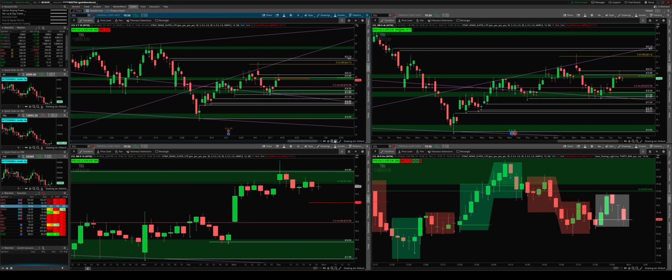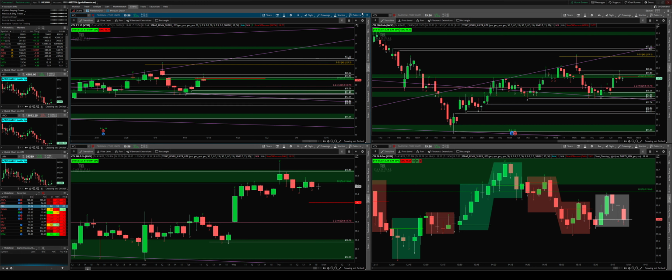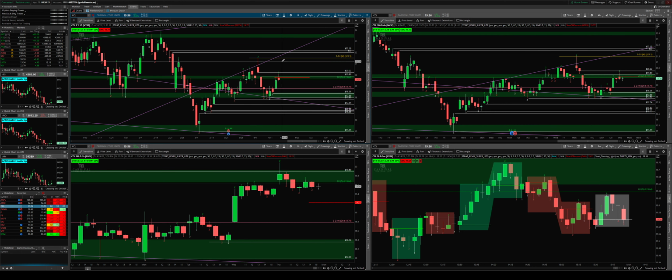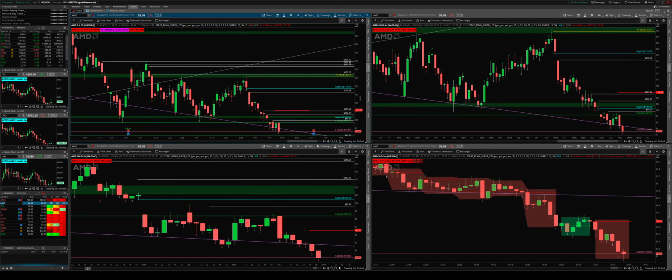So keep those things in mind, and it's always good to draw your broadening formations. Again, whether something passes through them or not, it happens. Price is always expanding, but the one thing that I like to do is just have them in place. Again, it gives me an idea of a potential price target as well. I want to actually go back to AMD right quick and show you why.